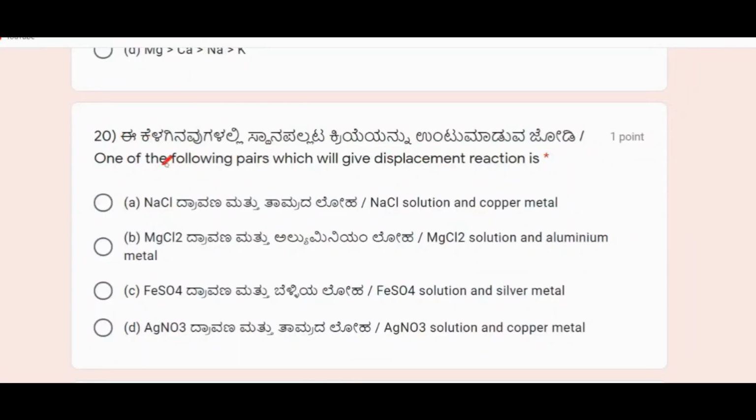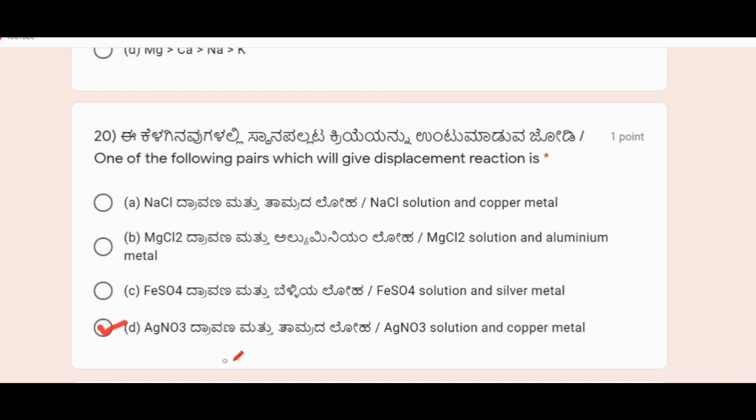28th question. One of the following pairs which will give displacement reaction is NaCl solution when reacted with copper metal, magnesium chloride and aluminum metal, FeSO4 solution and silver metal, silver nitrate and copper metal. So here the correct option is D.